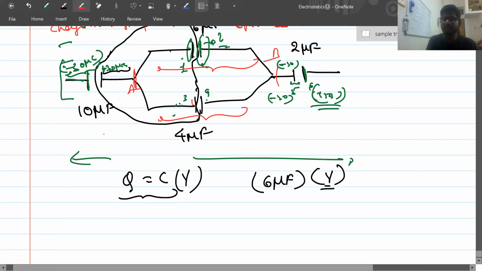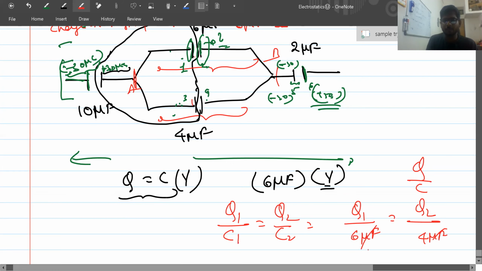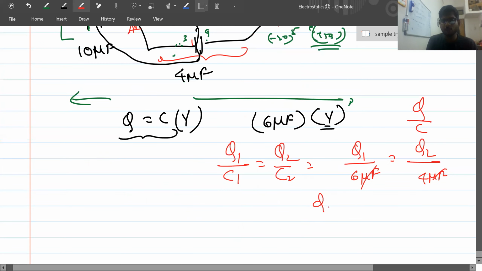One method I am approaching: the potential drop between them will be equal. What is the potential drop between both of them? Q1 by C1 should be equal to V, since V is equal to Q by C. So Q1 by C1 should be equal to Q2 by C2. I don't know what Q is. Q1 by 6 microfarad should be equal to Q2 by 4 microfarad. Microfarad cancels. One point we got is Q1 by Q2 will be equal to 6 by 4, that is 3 by 2.